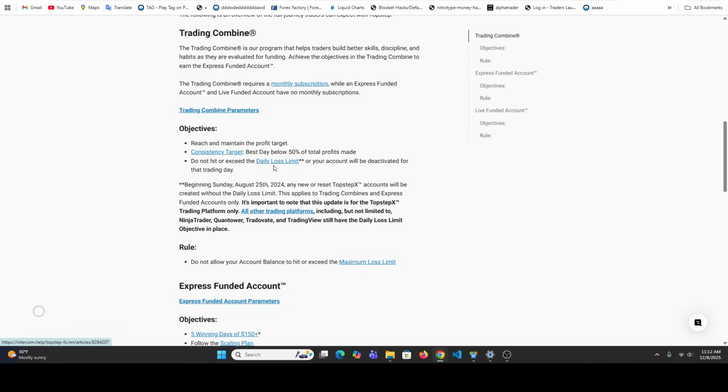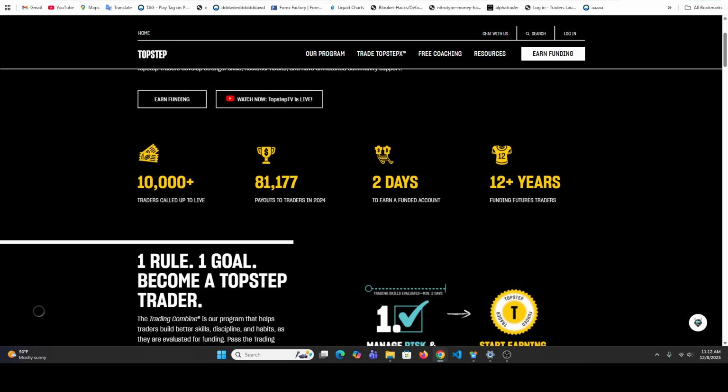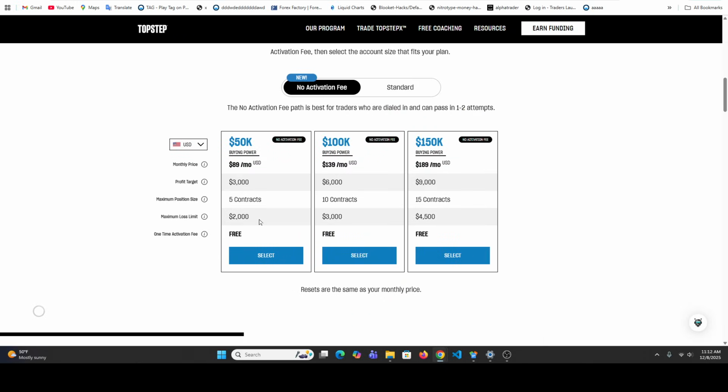Okay, so the only other rule is to not hit the daily loss limit. What is the daily loss limit on a 50K account? Again, it is going to be that $2,000. If you go up in account sizes, obviously everything changes. The 50% consistency rule remains the same across all accounts. Of course, you're just getting a larger drawdown amount.